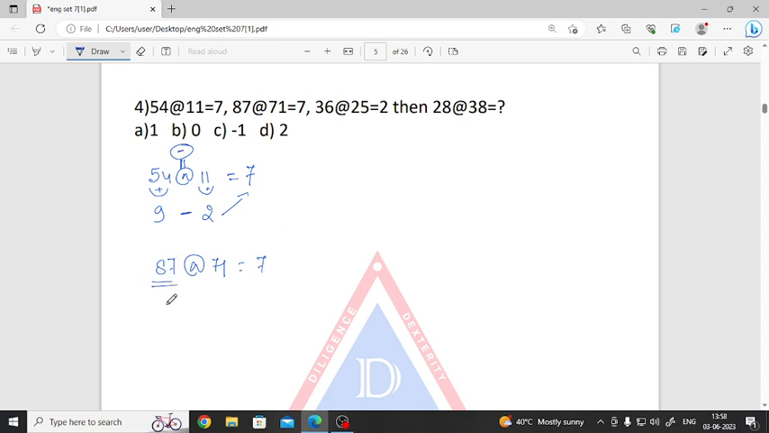If we add 8 and 7, we get 15. 7 plus 1 gives us 8. At the rate means minus, which gives us 7. Similarly, 6 plus 3 is 9. 5 plus 2 is 7. Minus, we get 2. And what is the question? 28.